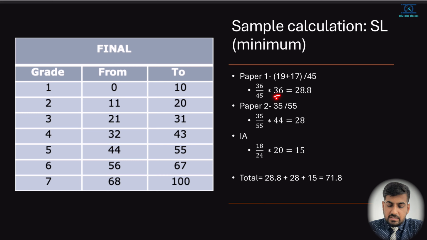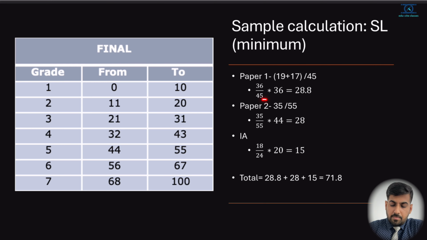Now what is this 36 here? It is the weightage of paper 1. So if you go to the physics guide, you will see the paper 1 weightage out of 100% is 36%. So what I have done is, if you got 36 marks out of 45, then I consider it as a 36 percentage, you are getting 28.8 marks out of 100.